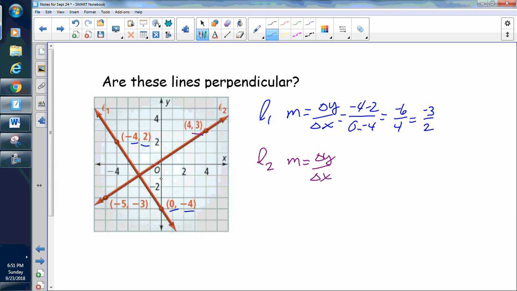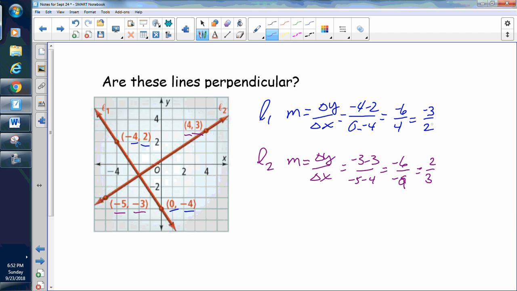The y values are 3 and negative 3. So we have negative 3 minus 3. And the x values are 4 and negative 5. So negative 5 minus 4. So this gives us negative 6 over negative 9. A negative divided by a negative is a positive, so we have 2 over 3 when we simplify it.